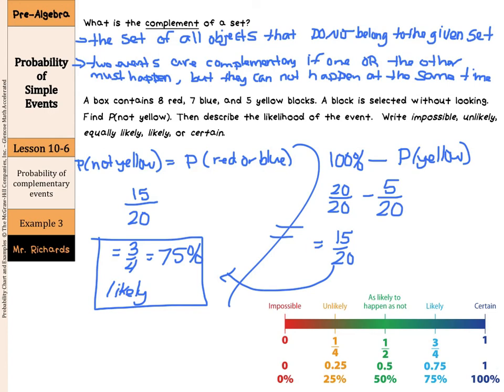So there's really two ways of going about it to solve this question. And that's it for this lesson of probability of simple events.